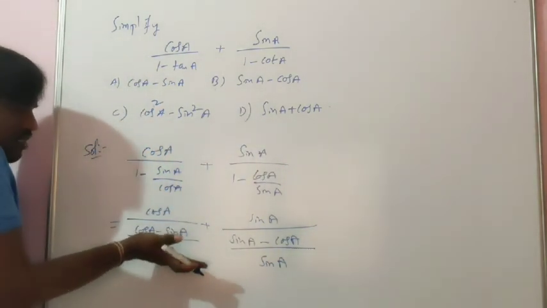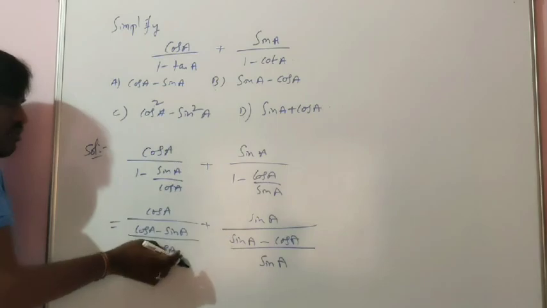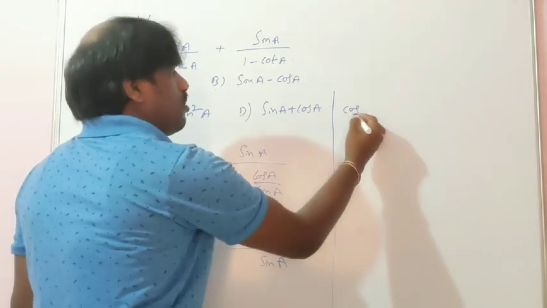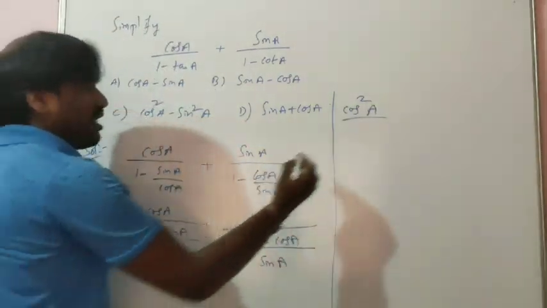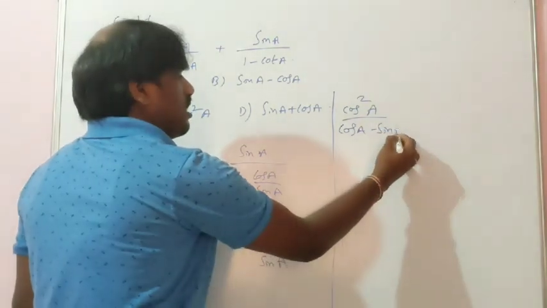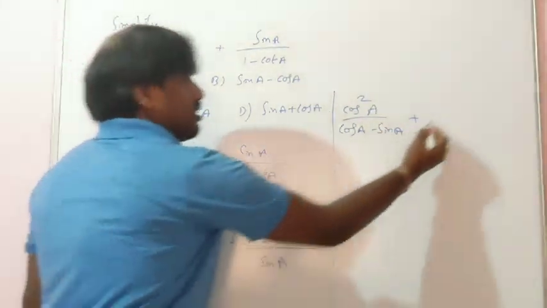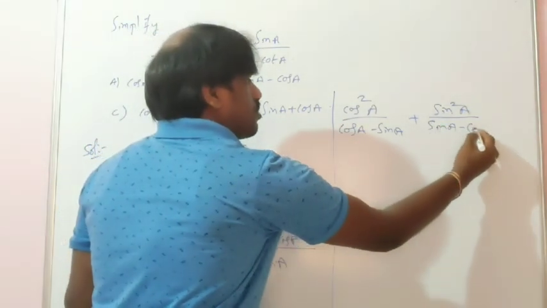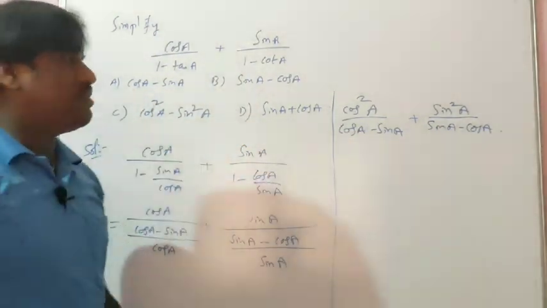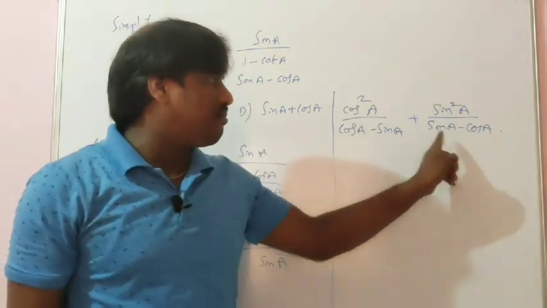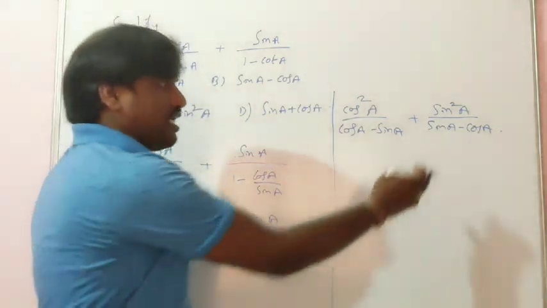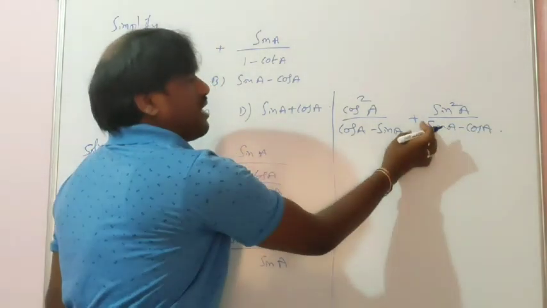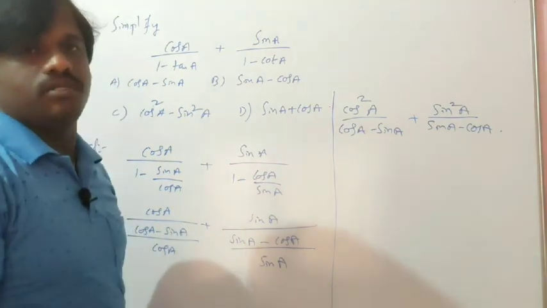Now you can take the reciprocal: the denominator goes to the numerator, and this is multiplied. So what I get here is cos square A upon cos A minus sin A, plus sin square A upon sin A minus cos A. That's what I am getting. If you observe, this is cos A minus sin A and this is sin A minus cos A. To get both the same, I can take minus common in the denominator. Then both will be the same, and that minus will multiply with this plus, becoming plus into minus, minus.